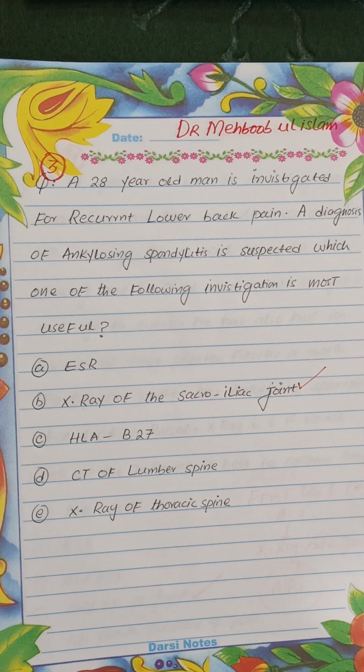HLA-B27 will be positive in 90% of the cases, but it will also be positive in 10% of the normal population. CT of the lumbar spine and X-ray of the thoracic spine are not useful investigations for ankylosing spondylitis. The correct answer here is X-ray of the sacroiliac joint, which is the first and most useful investigation. But if the X-ray of the sacroiliac joint is normal, you have to do the more sensitive and specific test, which is MRI of the sacroiliac joint.